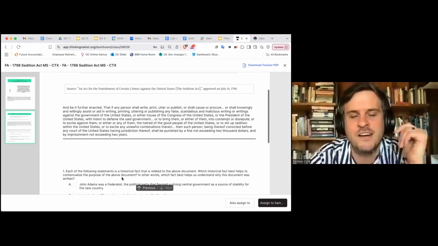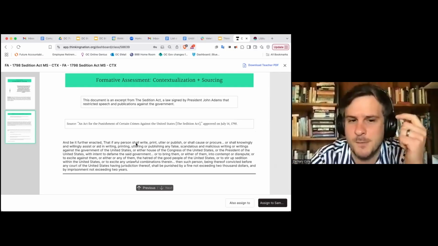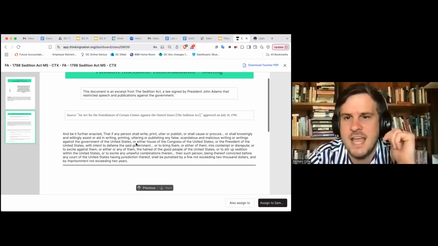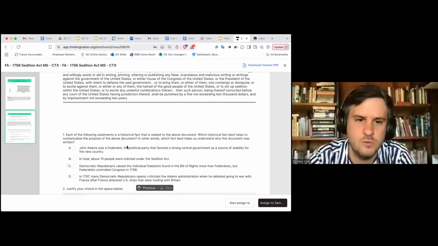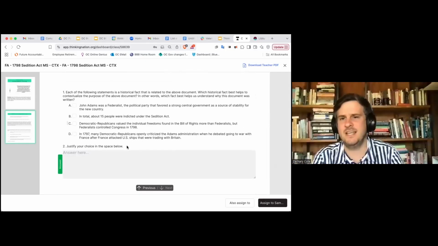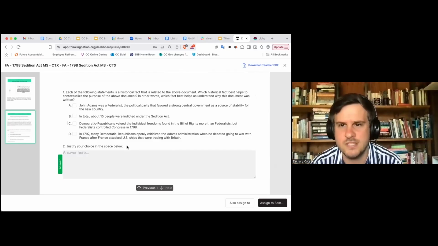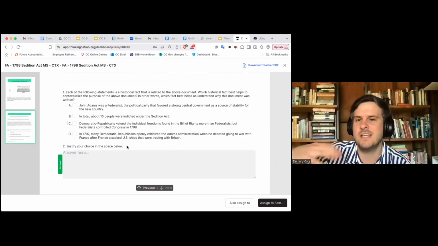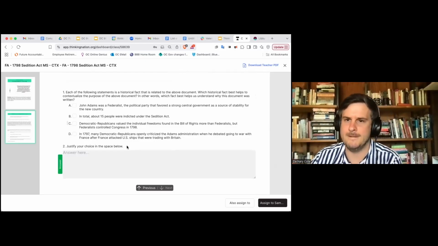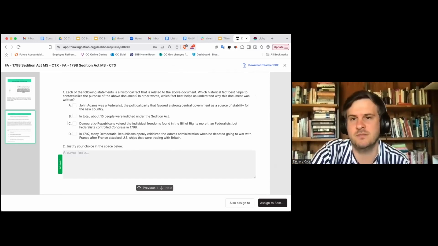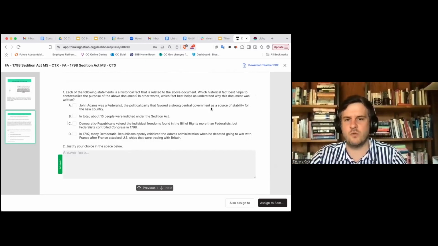Here, the students are engaging with the primary source. They're actually reading an excerpt from the Sedition Act. And then in order to assess their historical thinking, they're only asked two questions. The first is what's called an upside down weighted multiple choice. This uses the format of the multiple choice in order to assess the complexities of the discipline of history. So the students read the source, then they're given 4 historical facts.